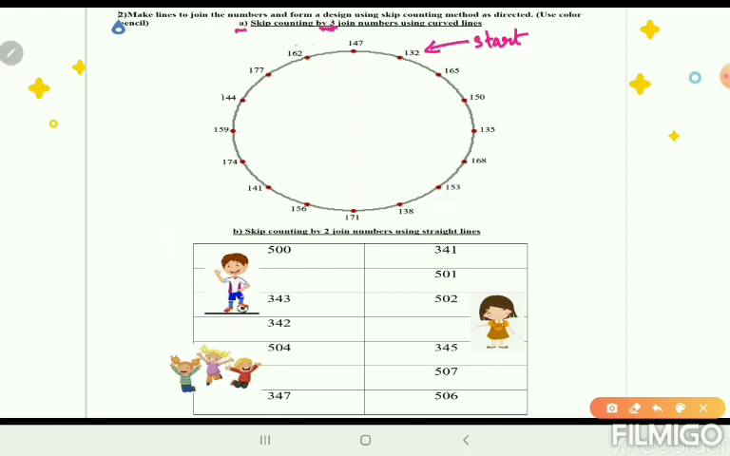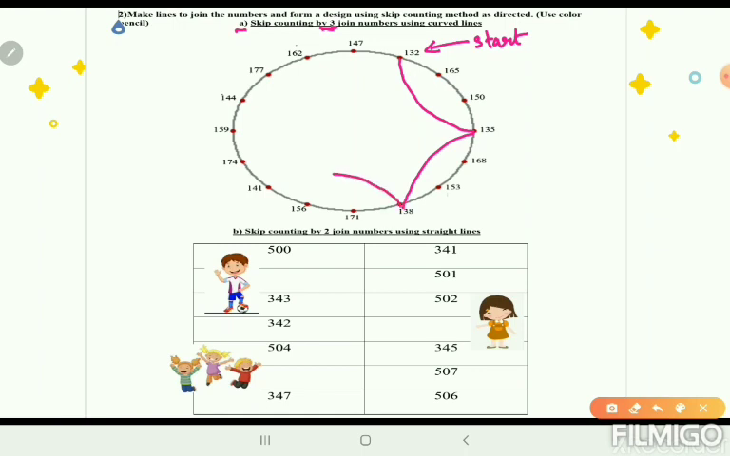So find here, where is 135? Here is 135, isn't it? So we are going to join these two numbers by a curve. Next, after 135, when you skip count by 3, it will be 138. So from here you are going to reach 138, which is here.